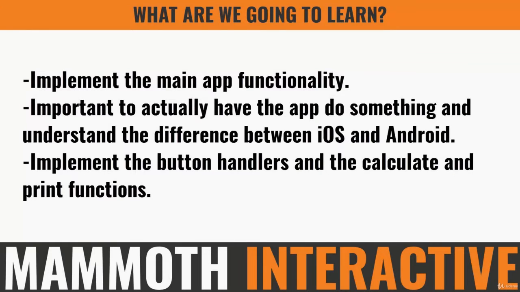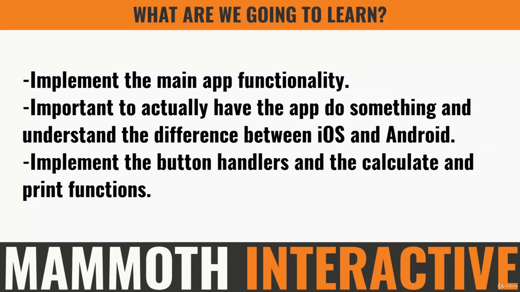In this part of the tutorial, we're going to do the fun stuff. So this is implementing the main part of the app functionality. Before, we just had the nice layout and we called the button handlers, but we don't have anything happening. This is where we change that, because it's important to have the app do more than just look nice.